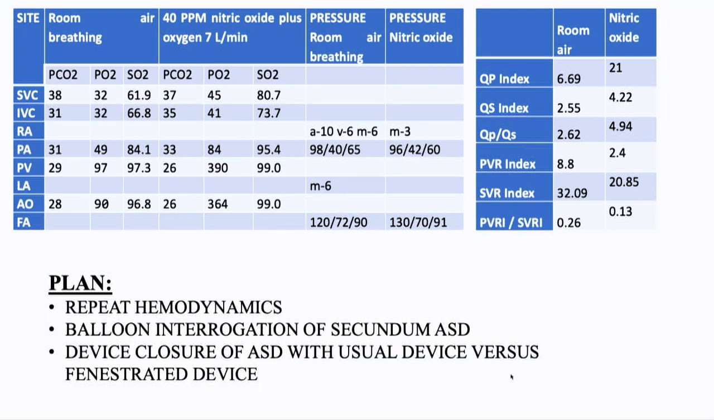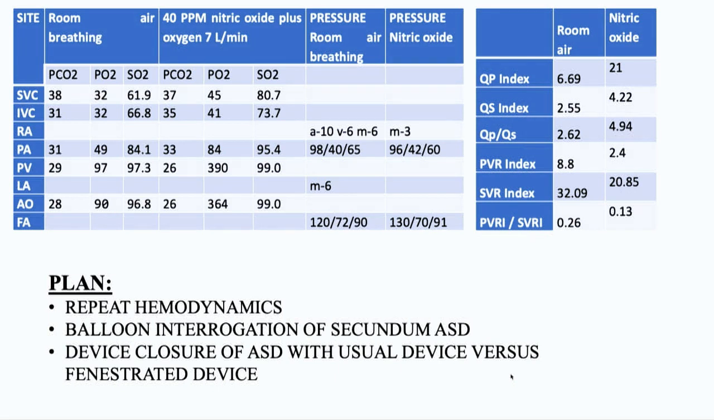The basal hemodynamics had shown moderate to severe PH, where PA pressures were 98 by 40 against aortic pressures of 120 by 72. She underwent vasoreactivity testing with nitric oxide and oxygen, where there was no reduction in the PA pressures. However, the QP by QS from basal of 2.62 increased to 4.94.